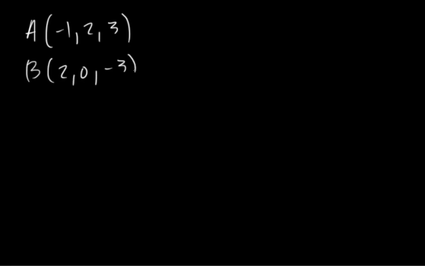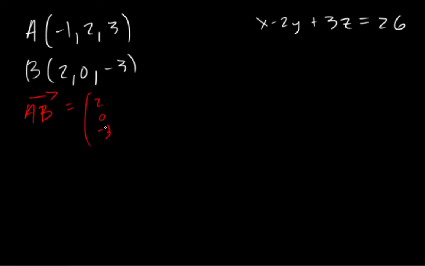Okay, so let's find the parametric equations of the line through A equals negative 1, 2, 3, and B 2, 0, negative 3. Hence, find where this line meets the plane with equation x minus 2y plus 3z equals 26. Okay, so first we'll find the vector AB, which is 2, 0, negative 3, minus negative 1, 2, 3. That's a plus sign, so that's 3, negative 2, negative 6.